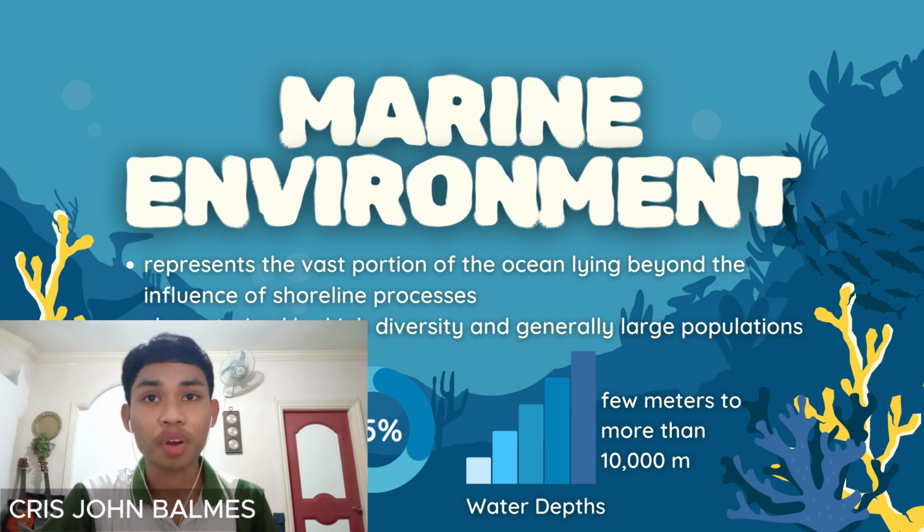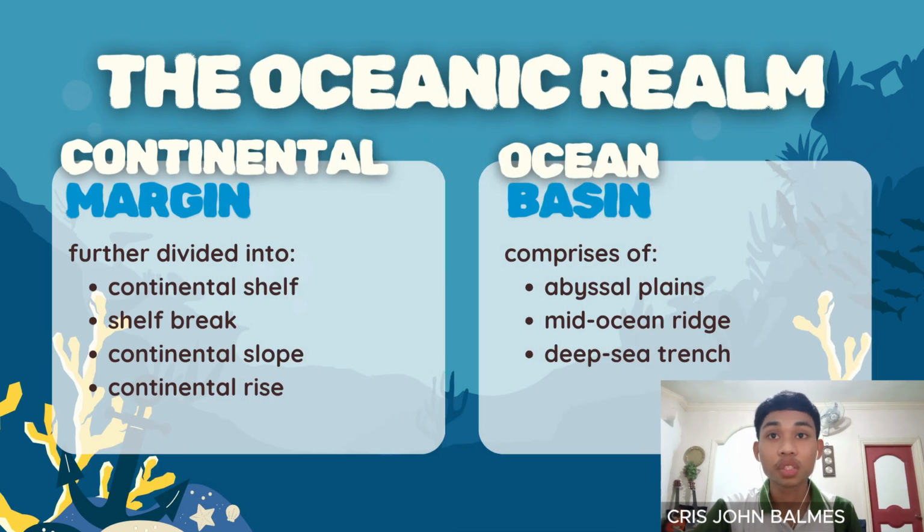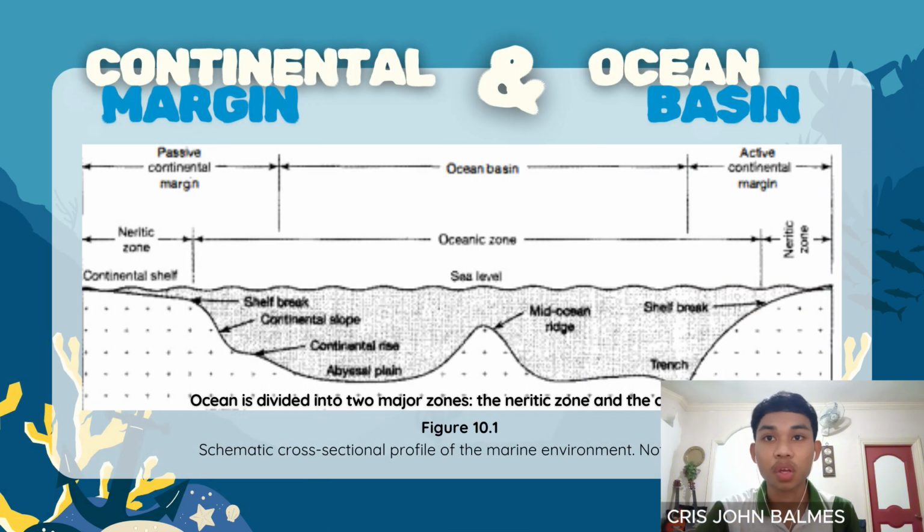Now, moving forward, we have here the oceanic realm, which is divided into two major subdivisions, the continental margin and the ocean basin. So, our continental margin is divided into four parts: the continental shelf, the shelf break, the continental slope, and the continental rise, whereas our ocean basin comprises three parts: the abyssal plains, the mid-ocean ridge, and the deep sea trench. So here, we have a photo showing the parts and the division of our ocean.